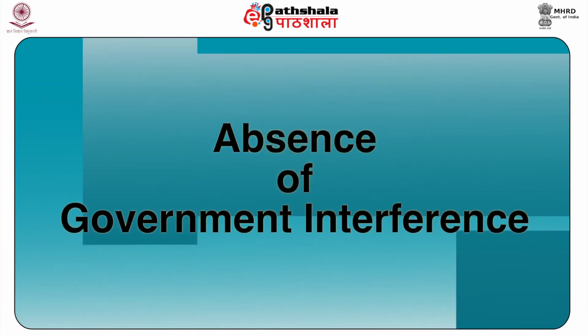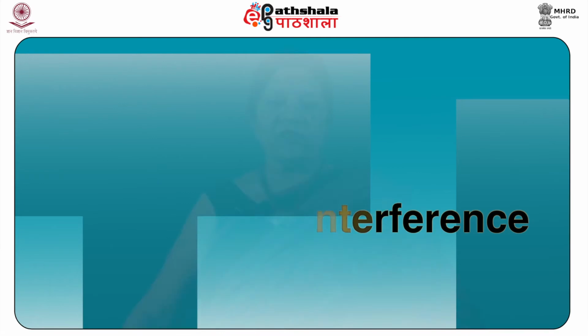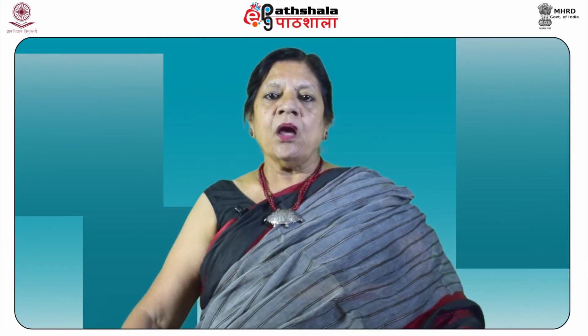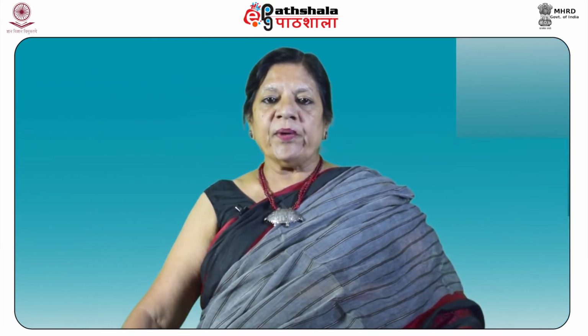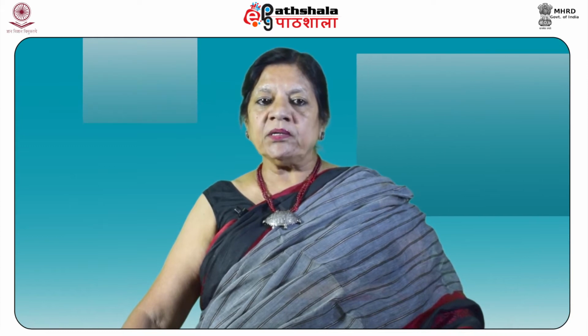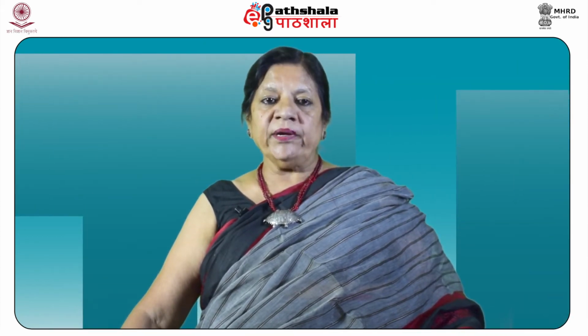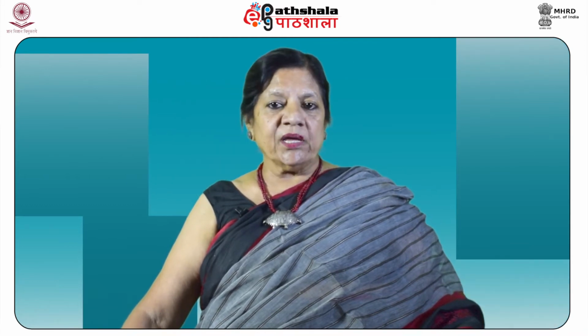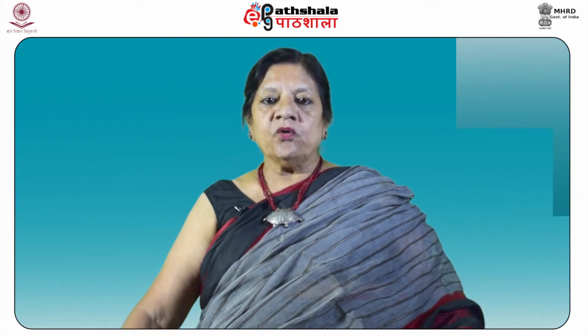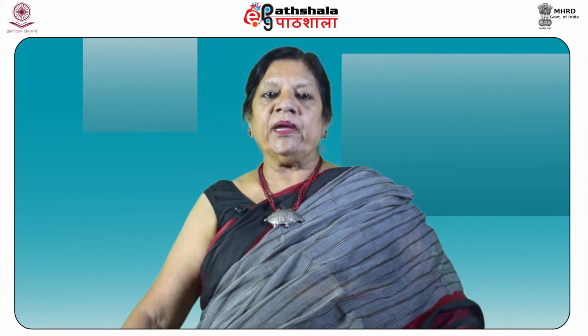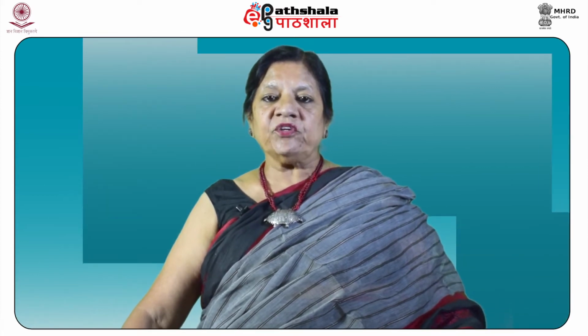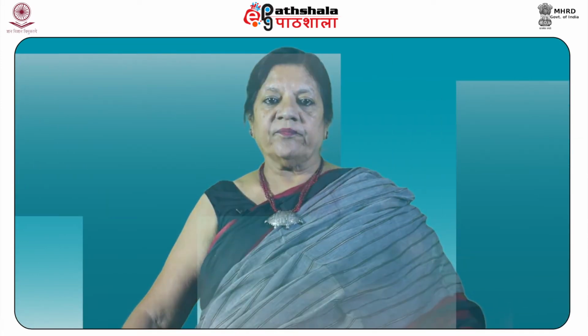7. Absence of government interference. In a free enterprise or a capitalist economy, the price system plays an important role of coordinating agent. Government intervention and support is not required. The role of government is to help in free and efficient functioning of the markets.